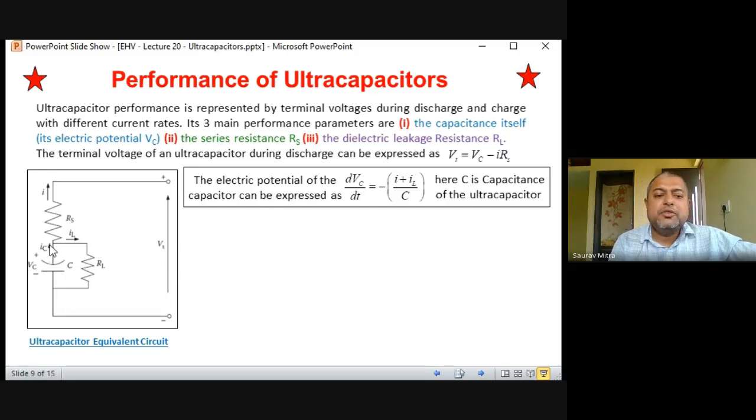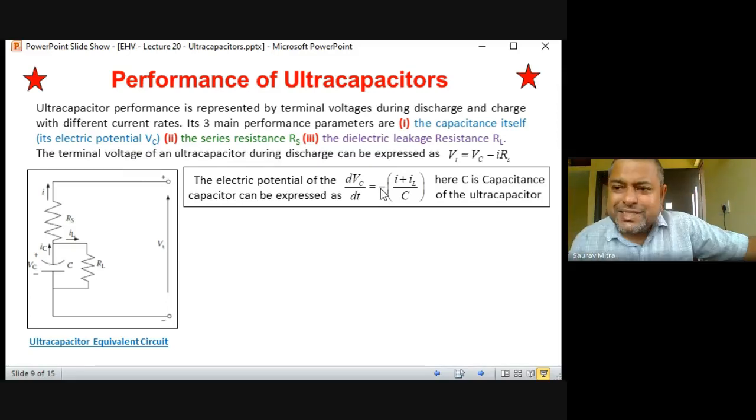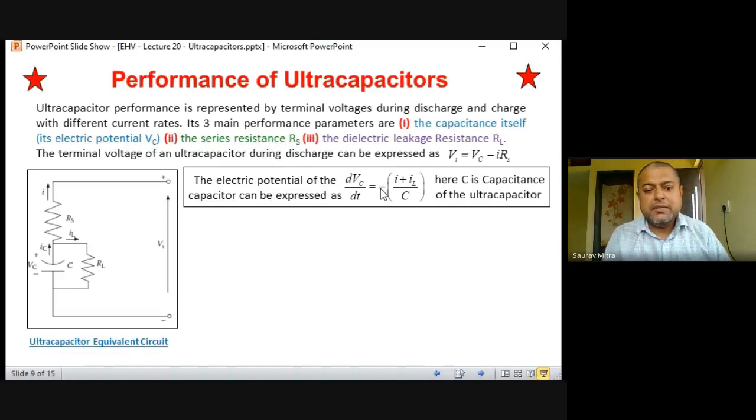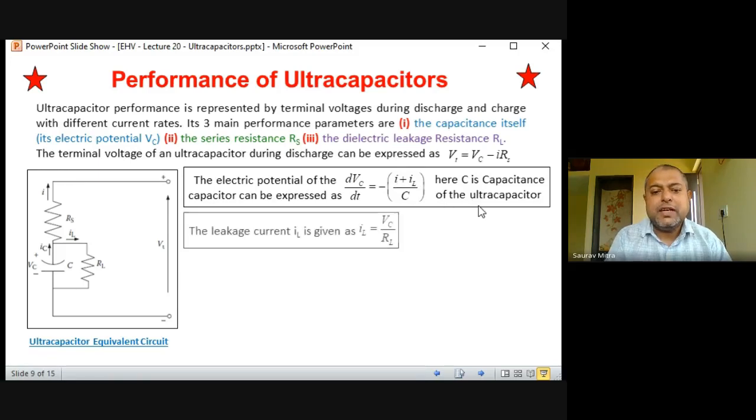Now IC is coming towards the node, IL and I are outgoing currents. So if IC is taken to be positive, IL plus I is going to be negative. Hence this negative comes. It takes quite a lot of time to understand all these concepts. I'm explaining it; in books, it is just given, not explained. So please give time in lectures to understand it. So IC is converted to minus of I plus IL divided by C. Here C is the capacitance of the ultracapacitor.